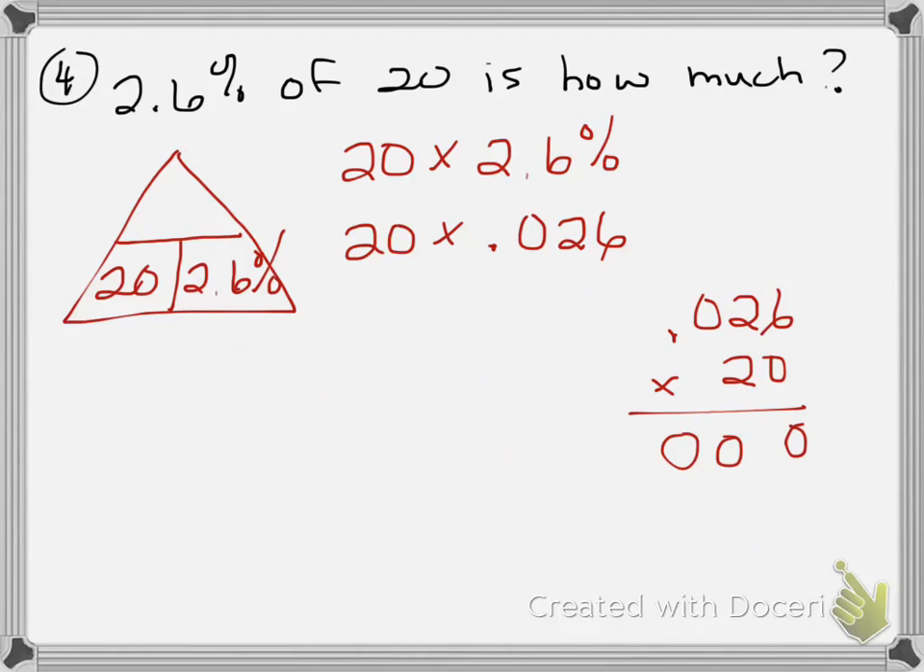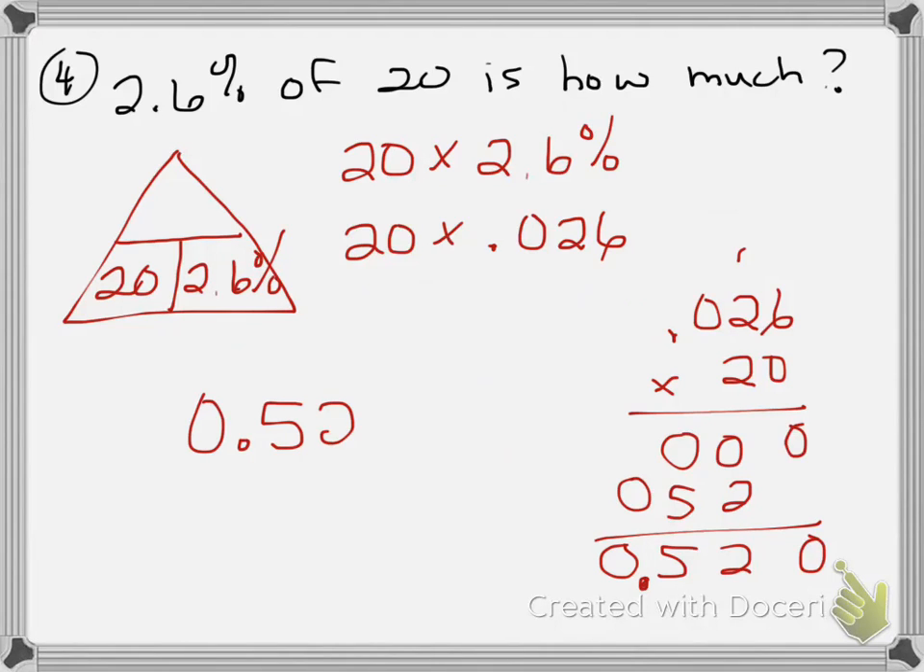Alright, so 0, 0, 0. Let's see, now 2 times 6 is 12. Carry the 1, makes 5 and 0. Add up all my numbers. And I got 3 decimal points over. So my decimal point goes right here. So I have 0.52. I'm not going to add that last 0. And bada bing, bada boom, if this was money, that'd be 52 cents. If I said 2.6% of $20 is how much, you would say 52 cents.